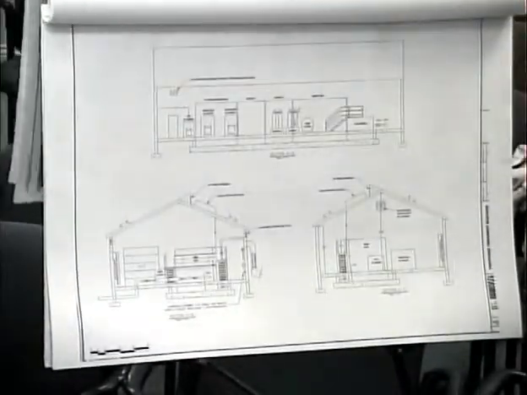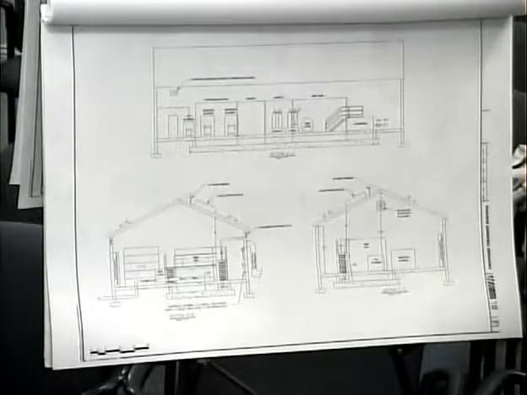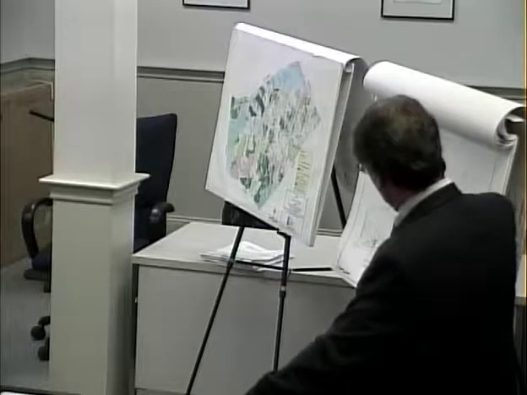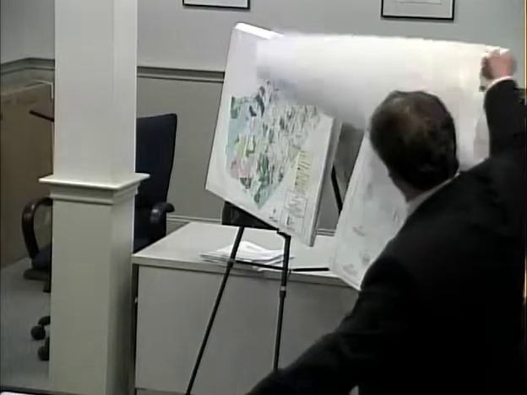But a building this size could easily cost you $200,000 to $300,000. And here are just some cross sections of the building itself.